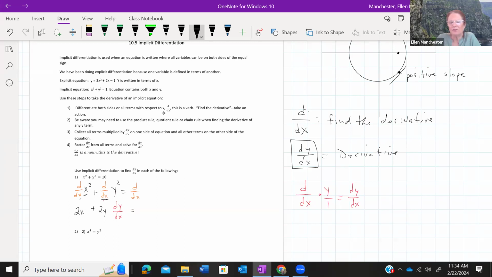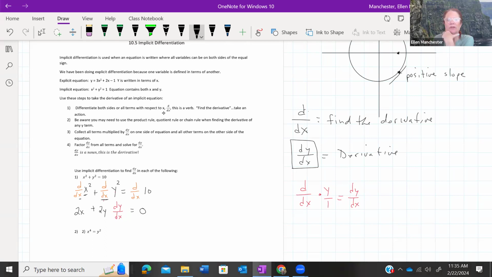And then the derivative of 10 in terms of x. Well, some people are going to look at that and say, well, there's no x there. Well, there is an x there. It's x to the 0 power, which is just 1. So when it's just a constant, we're just going to go back to the derivative of a constant is just 0.